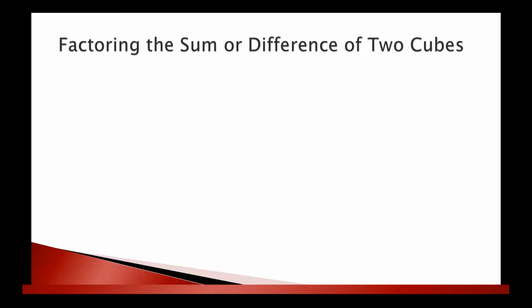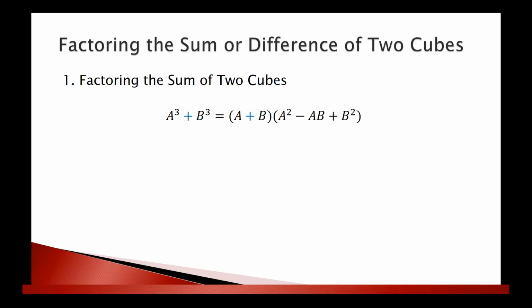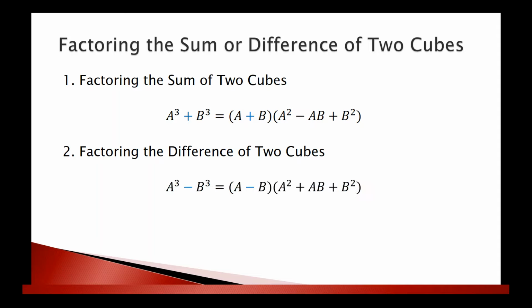Factoring the sum or difference of two cubes. For the sum of two cubes, a cubed plus b cubed, the factors are (a plus b) times (a squared minus ab plus b squared). And the difference of two cubes, a cubed minus b cubed, equals (a minus b) times (a squared plus ab plus b squared). Again, we'll use these as formulas. So let's do an example.